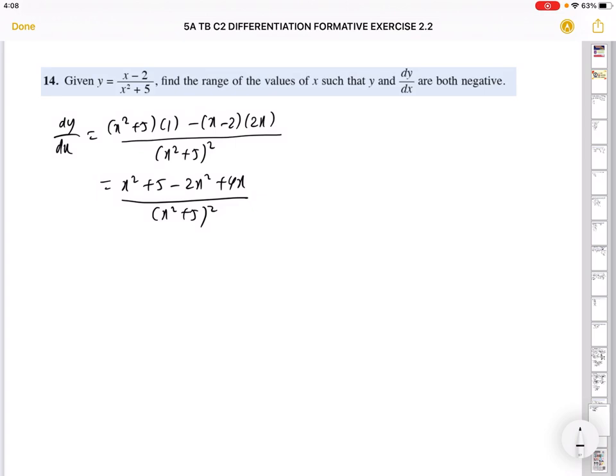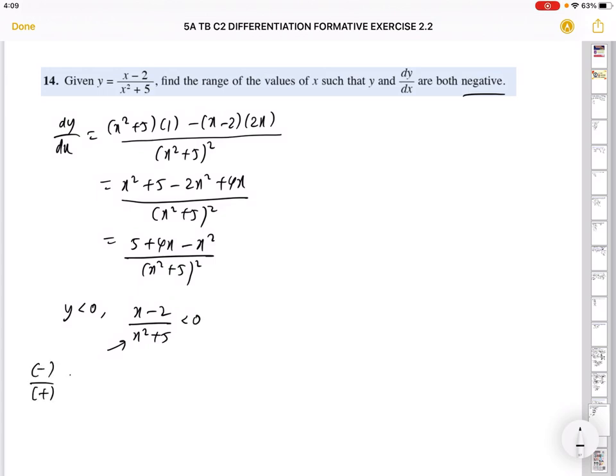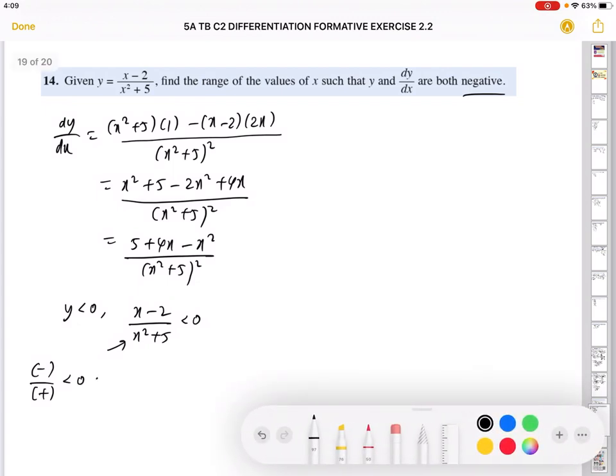But I need to simplify this first. 5 plus 4x minus x squared, over x squared plus 5 squared. There are two conditions. Your y must be less than 0, so x minus 2 over x squared plus 5. Notice the denominator is always positive. The way to think of it is this: if you have a negative number, you divide by a positive number, you always get negative. So that's why it doesn't matter. You can just times it over: x minus 2 less than 0, x less than 2.